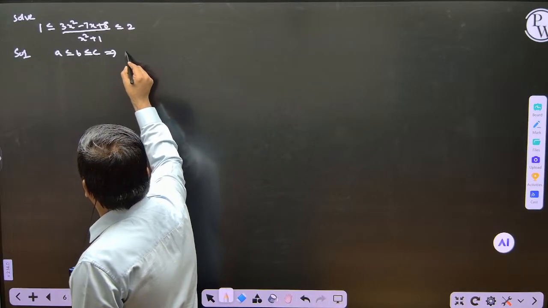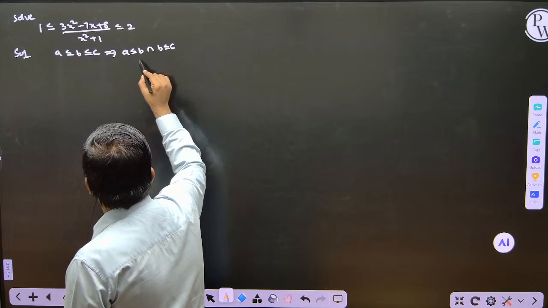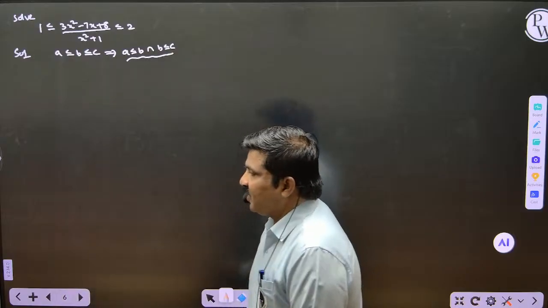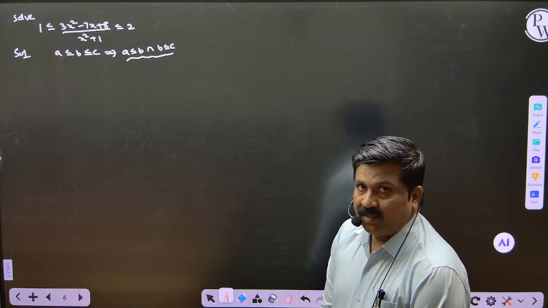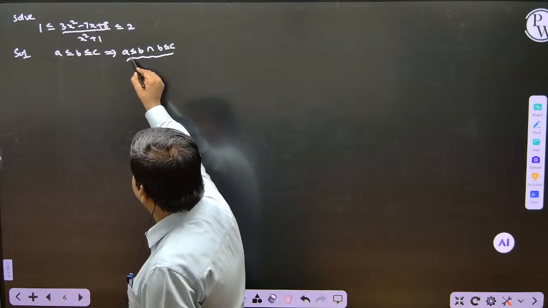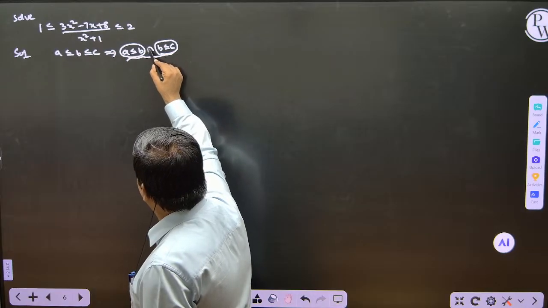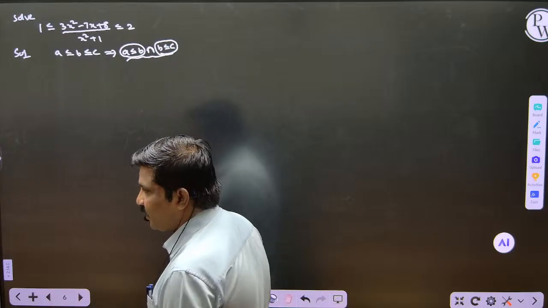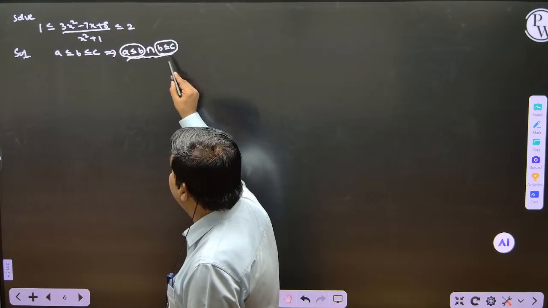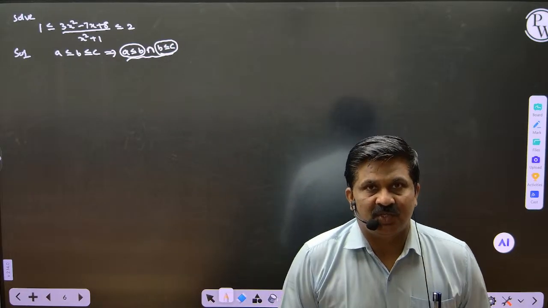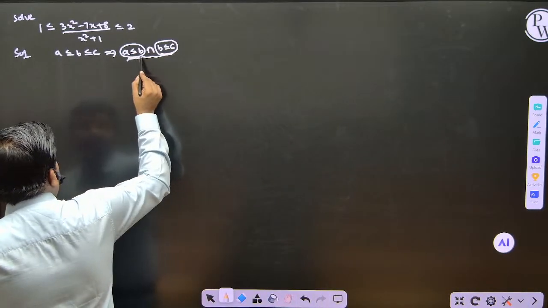How do you split this one? You can split it as A less than or equal to B and B less than or equal to C. So what does it mean? Solve A less than or equal to B, and solve B less than or equal to C. Later you find their common solution.